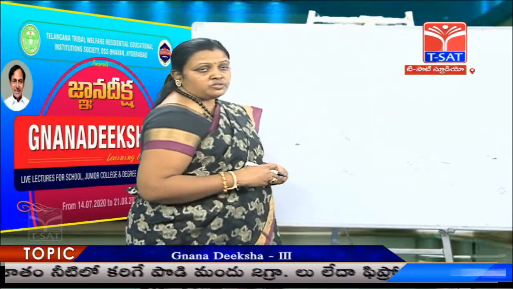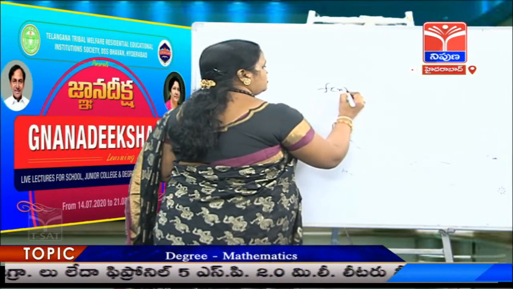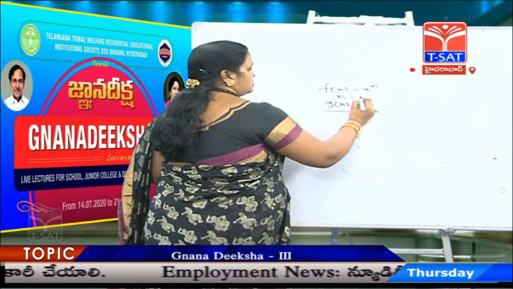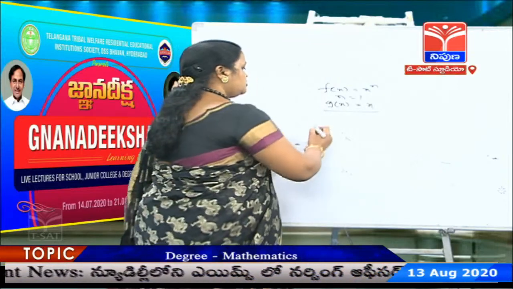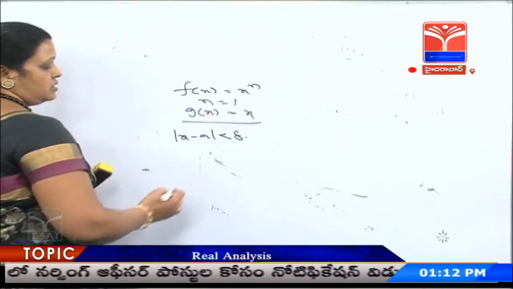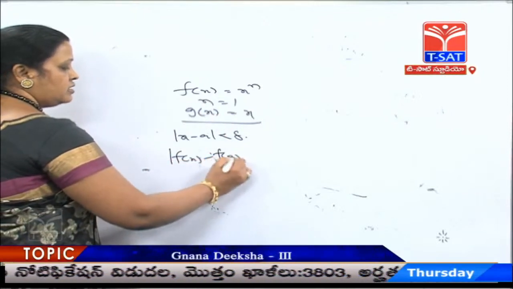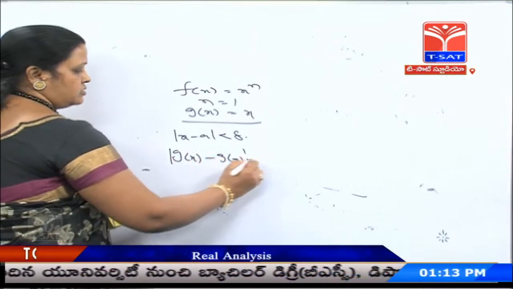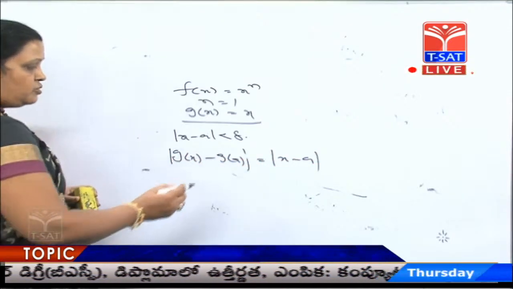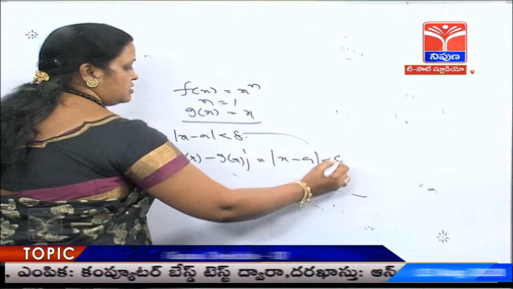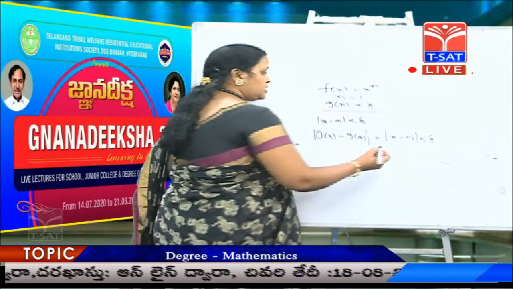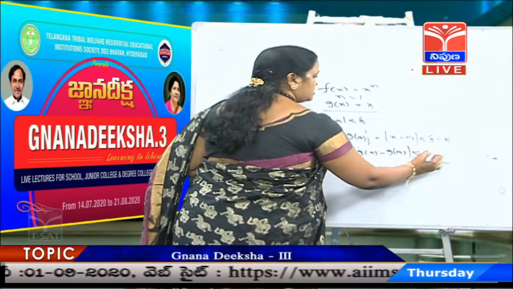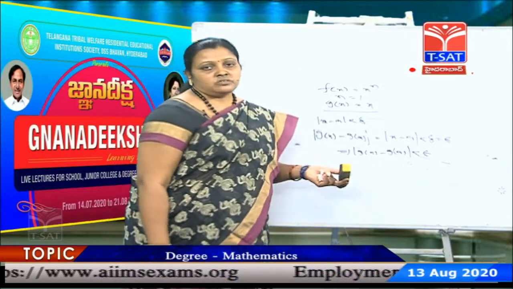This problem can also be solved by using mathematical induction. F of x equal to x power n, I want to take it as g of x as x. First I want to take n equal to 1. For n equal to 1, let me prove it. As we choose that the modulus of x minus a is less than delta, we want to consider f of x minus f of a, which can be taken as g of x minus g of a, so that mod x minus a, which is already less than delta. Now let me choose this delta equal to epsilon. That implies modulus of g of x minus g of a is less than epsilon whenever modulus of x minus a is less than delta.